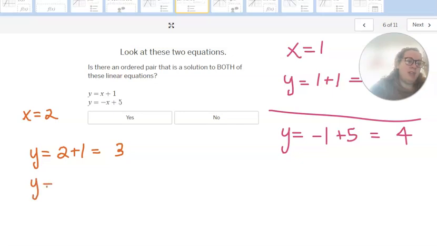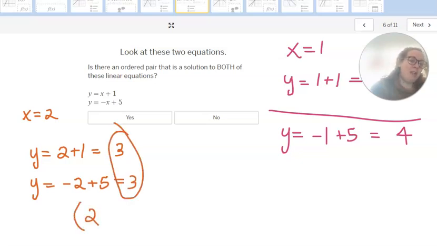And y equals -2 plus 5, which is also 3. Haha! So since these are the same, the point (2, 3) is a solution to both. Now, we would figure this out using elimination as the weeks continue. And I'll give you a little preview of that.